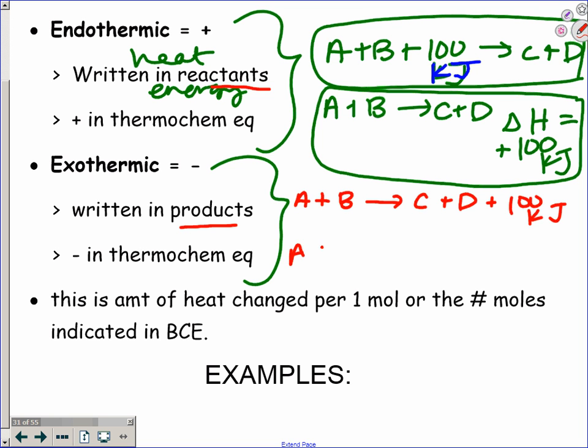Go for it, Austin. A plus B yields C plus D, delta H equals -100. Good, that's where we put the negative, because we're saying this enthalpy value is a negative value, negative 100 kilojoules, to express the nature of the reaction as exothermic. Do you remember a little bit, like, you remember seeing these?